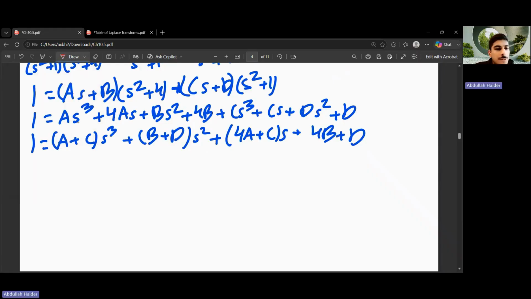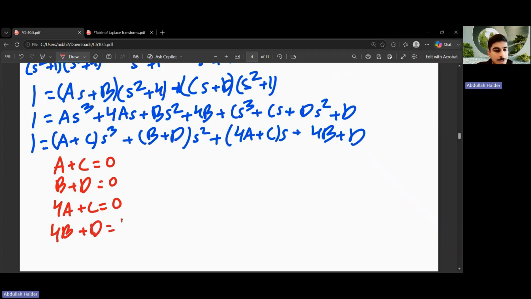So no s cubed on the left side, so a plus c is 0. No s squared on the left side, so b plus d is equal to 0. There's no s on the left side, so 4a plus c is equal to 0. And then constants match constants, so 4b plus d is equal to 1. So from here you can take c is equal to negative a. So 4a minus a is equal to 0, so a will be 0, and c will also be 0.